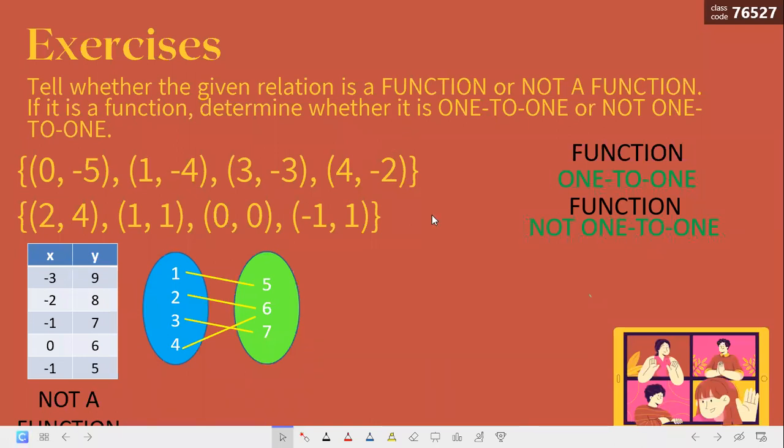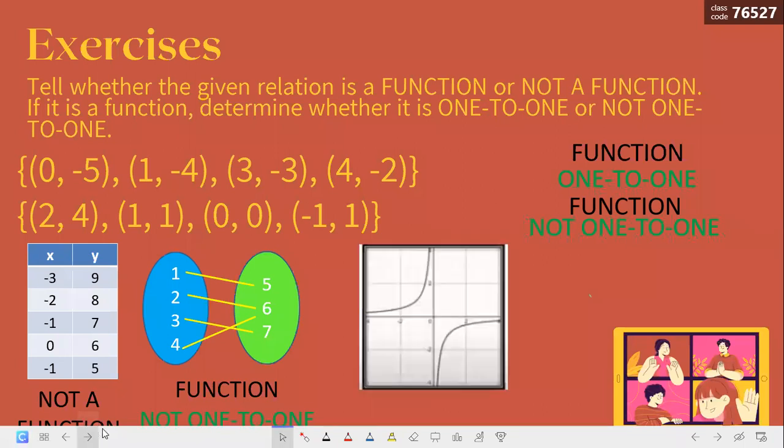O sige, Lance. Function po, ma'am. Tas not one-to-one po. Okay, so it's a function. Parang sa... Yan. So it's not one-to-one. Thank you, Lance. Okay, let's have naman this graph.